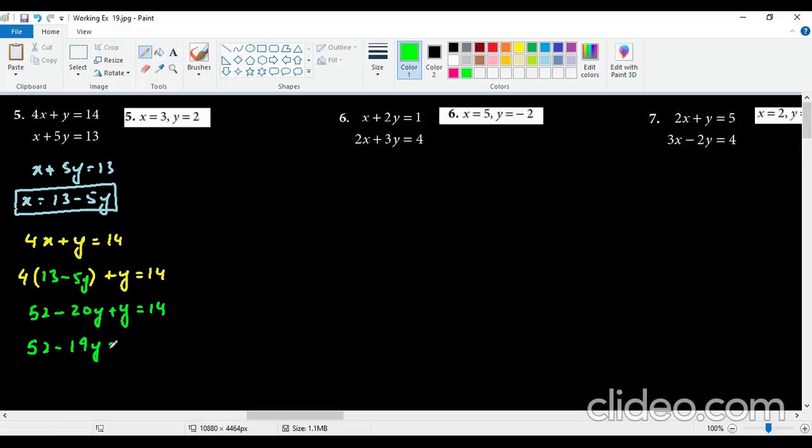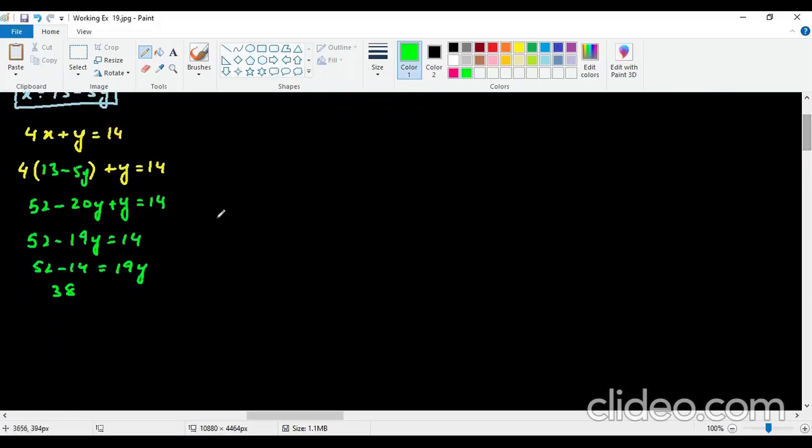And now 52 minus 14 equals 19y. 52 minus 14 is equal to 38. So 38 equals 19y, that means y equals 38 divided by 19, which is going to give us y equals 2.